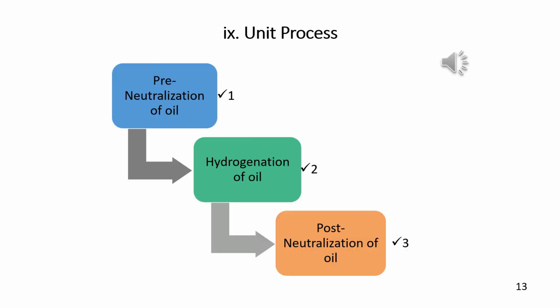Last step is unit process. So there are following processes which take place under unit process. Number 1 is pre-neutralization of oil. Number 2 is hydrogenation of oil. And number 3 is post neutralization of oil. So here the procedure of manufacturing of ghee is completed.